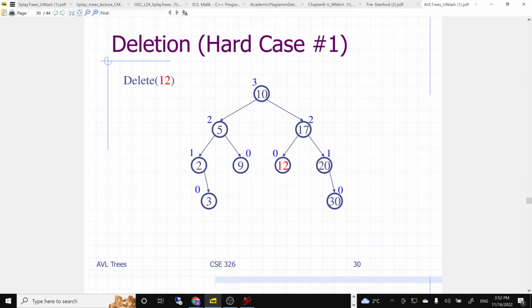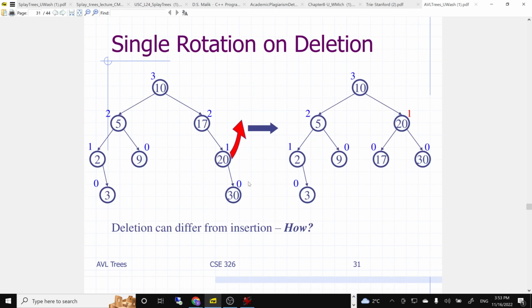So deletion 12, this will be hard case number 1. I think we already saw it, so this will be imbalanced. So we take this off, and like I said, there will be a rotation. 17 moves down, 20 will move up, then 30 will be right. Let's take a look. Yeah, rotation, and we are good.